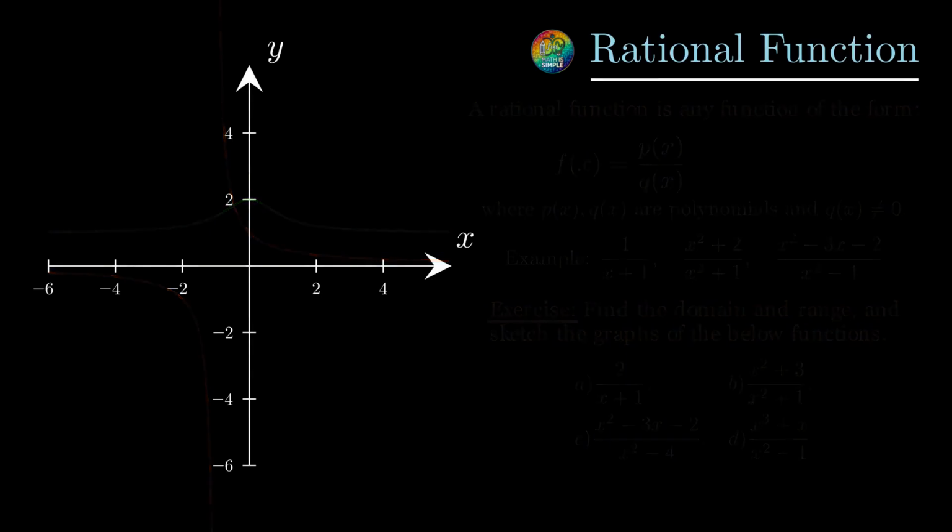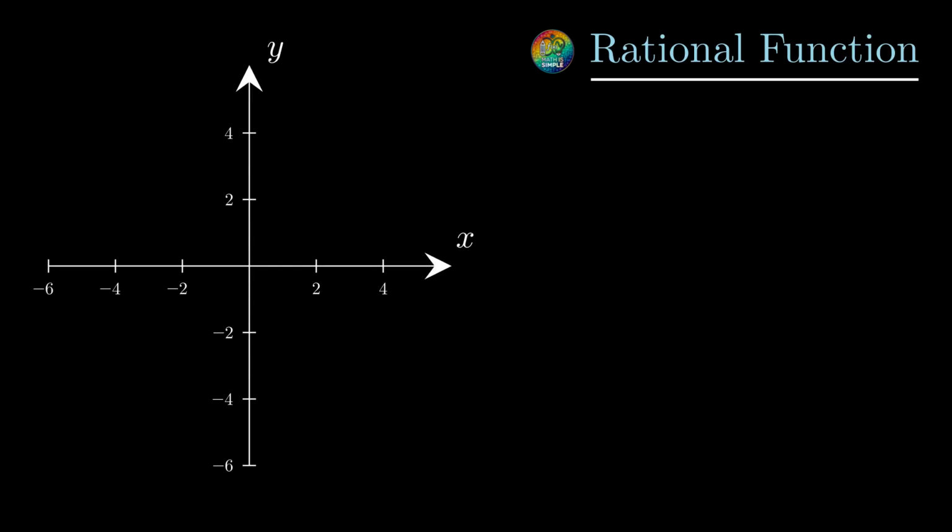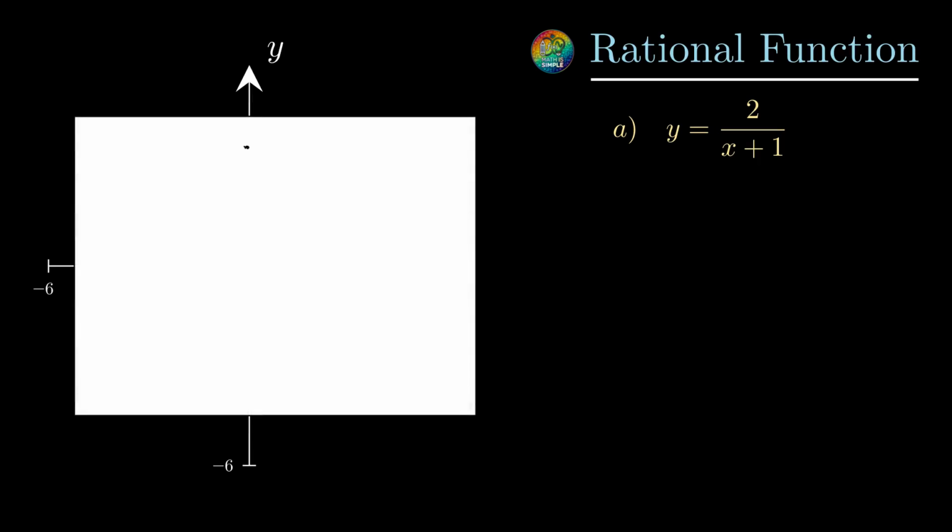Let's start analyzing our first function, y equals 2 over x plus 1. On the left canvas, we've laid out our draft work. First, we set the denominator not to equal 0, which quickly shows us that x cannot be negative 1. Below that, we test our limits, watching what happens to y as x approaches positive or negative infinity, and what happens as it moves closer to negative 1.